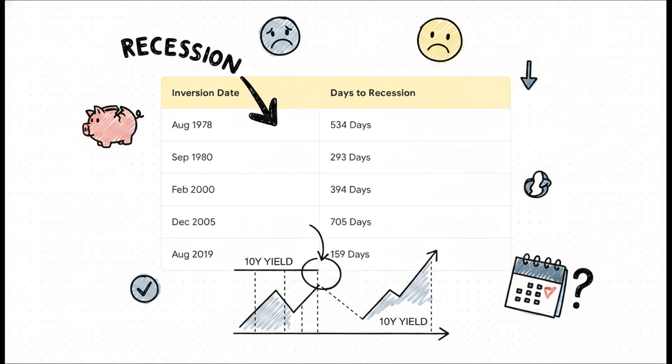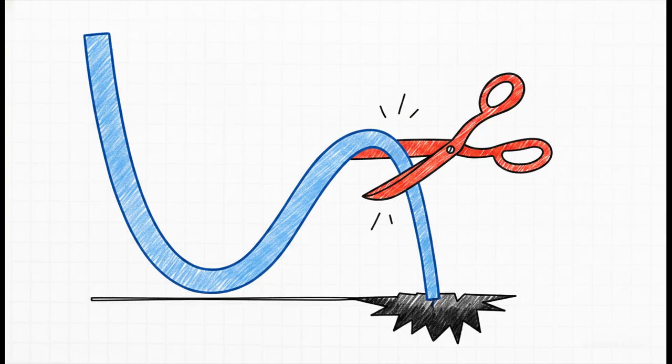And the recession usually strikes anywhere from a few months, like 159 days back in 2019, to just under 2 years after that initial inversion. It is an incredibly consistent leading indicator. But here is the dramatic twist in our detective story. The recession usually doesn't hit while the curve is actively inverted. Nope, the actual economic contraction tends to strike right after the curve starts to normalize or uninvert.